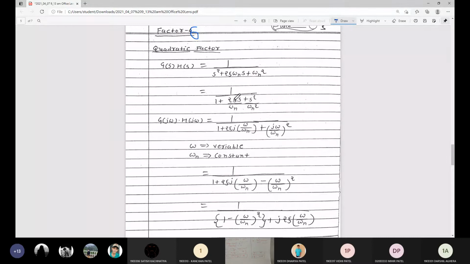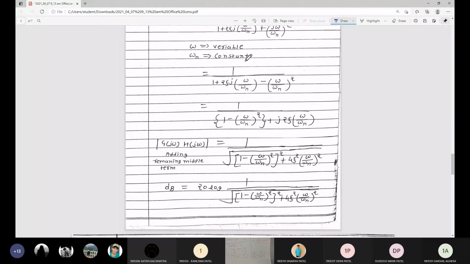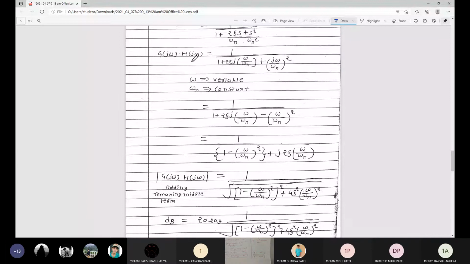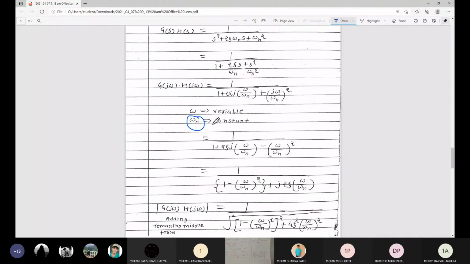I will divide this equation by omega n square. So it will be 1 plus 2 zeta omega n s, omega n cancels out, divided by omega n s square plus omega n square. In the numerator part you will have omega n square. It is not written over here, but it is understood. Now, what is omega? Omega is nothing but your variable part, that is the frequency, and omega n is nothing but the constant. It is the natural frequency of oscillation.